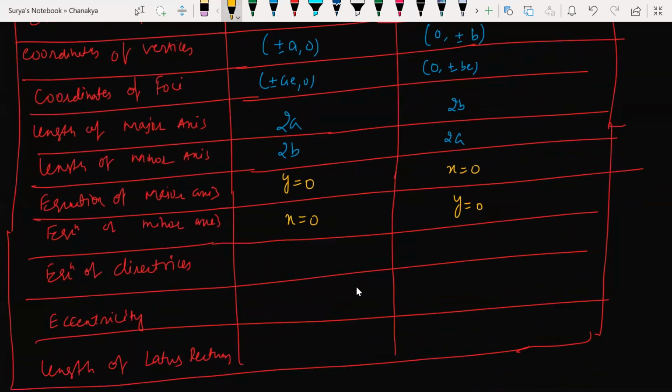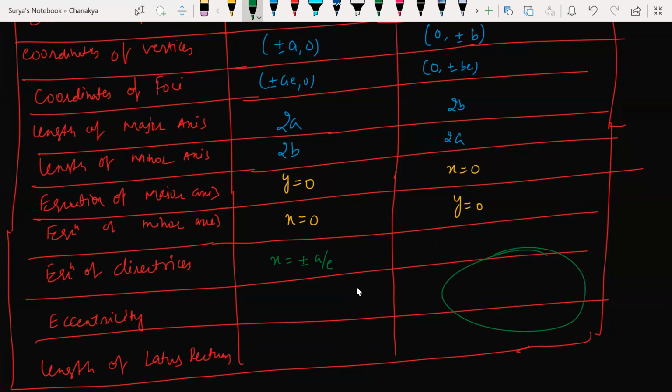Then the equation of directrices. What did I tell you? x equals plus or minus a by e. Very good. And here for the vertical ellipse, it will be y equals plus or minus b by e.